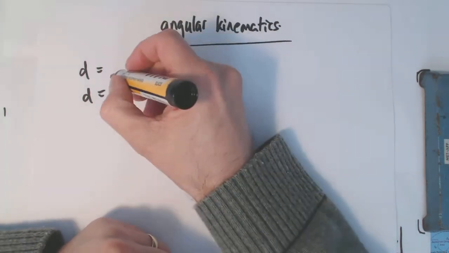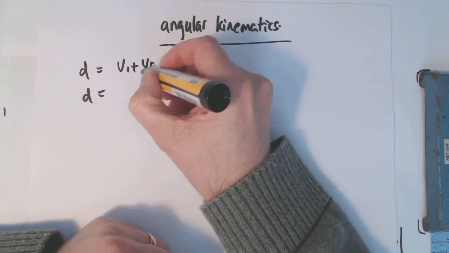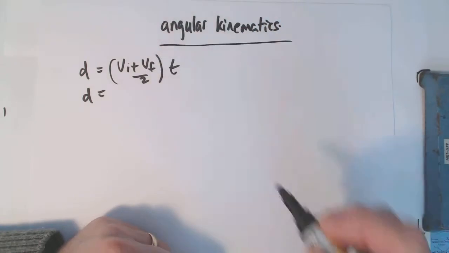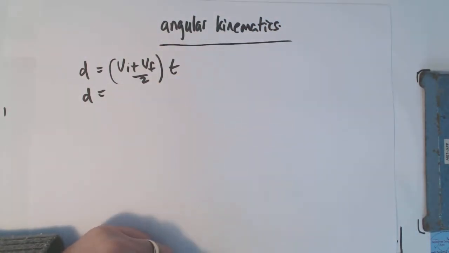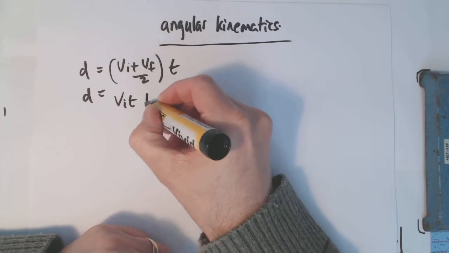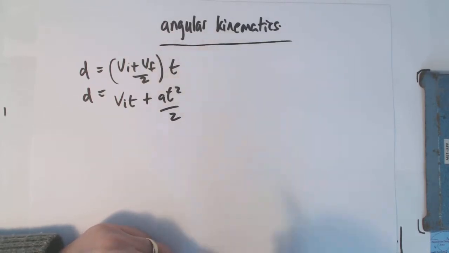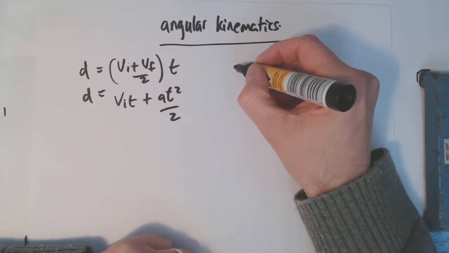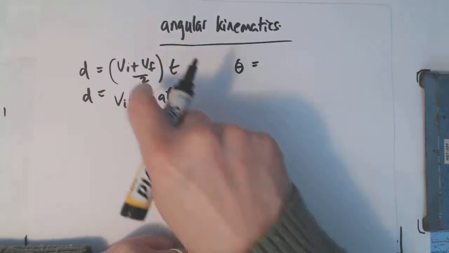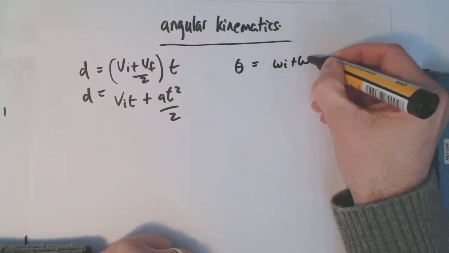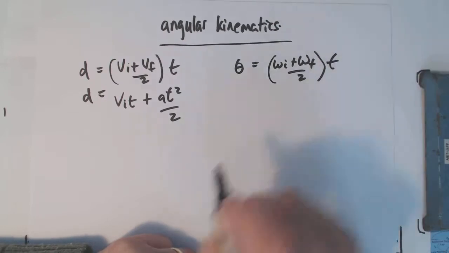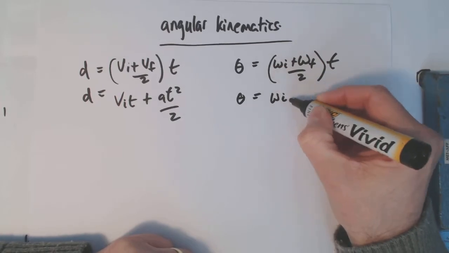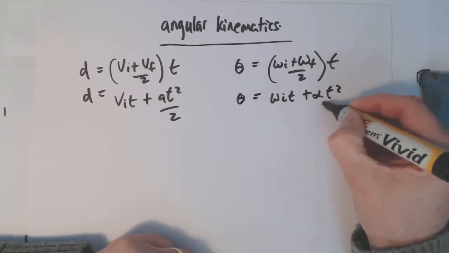And the D formula, we'll just write one here: D equals (Vi plus Vf) all over 2, times t. And we've got that other D formula, Vi times t plus at squared over 2. If we want to change those into angular formulas, we just substitute everything. D becomes theta, Vi becomes omega i, so theta equals (omega i plus omega f) all over 2 times t. Same with this one: theta equals omega i times t plus alpha t squared over 2.